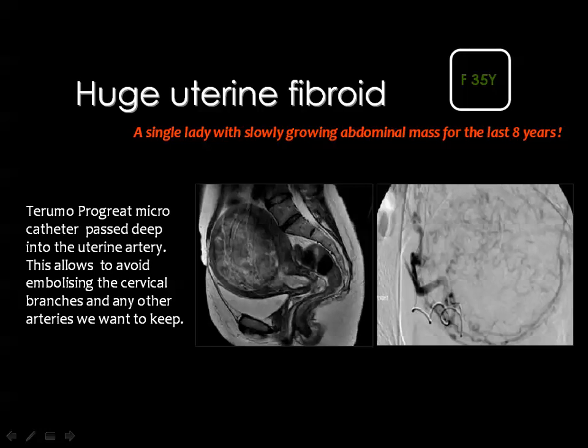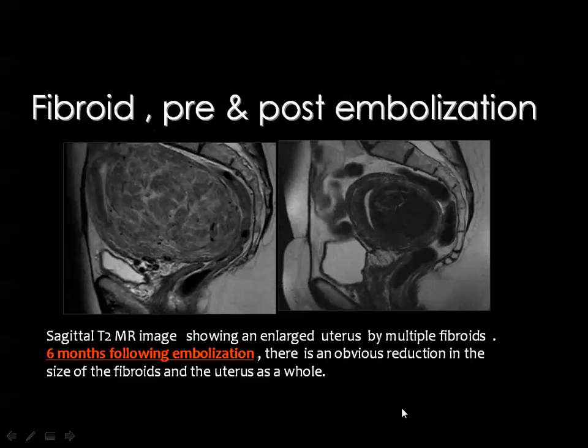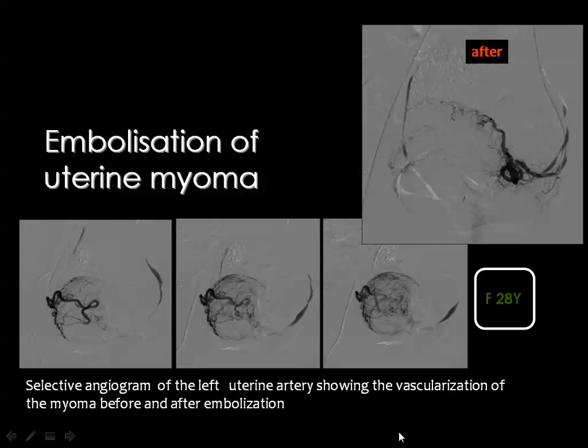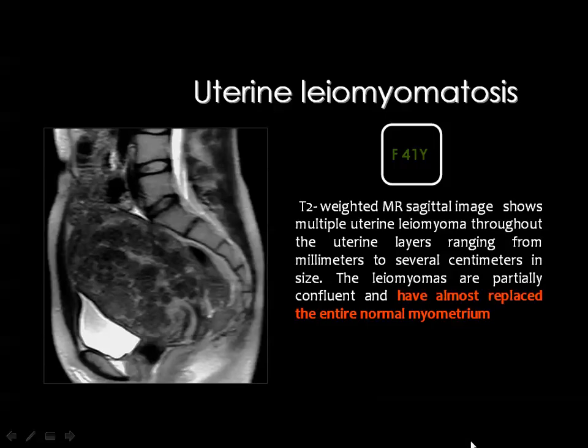You all know that one of the treatment choices for leiomyomas, especially in the reproductive period and also whenever they are huge, is to do uterine artery embolization. And this is a big fibroid mass, and this is the vascularity, and here is a fibroid mass 6 months after embolization, and you can appreciate the shrinkage in the size. And this is before embolization, and this is after embolization. You can see a marked decrease in the blood supply of the mass.